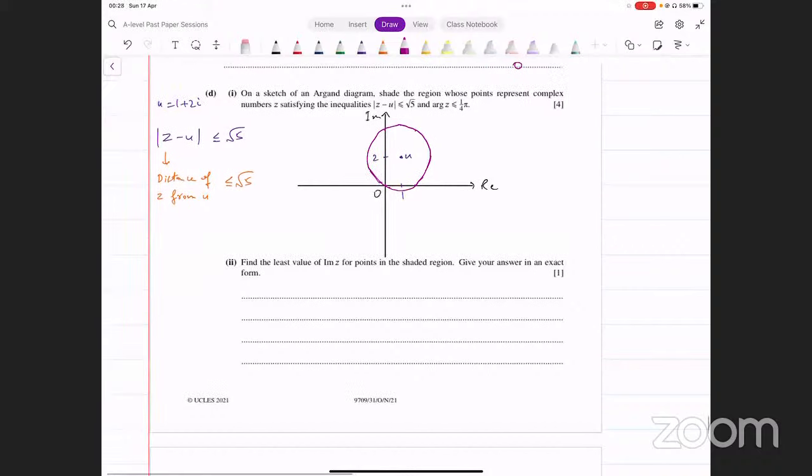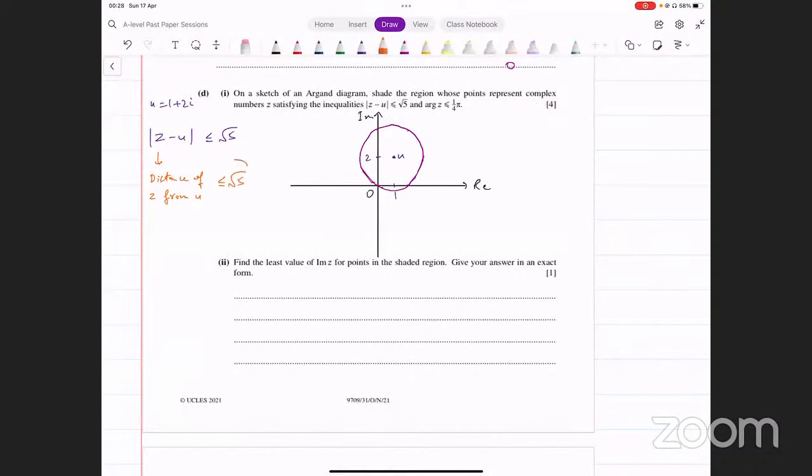ठीक है. Now, since this means distance of z from u should be less than or equal to square root of 5, z point किधर हो सकता है? इस सर्कल के कहीं अंदर हो सकता है, इससे बाहर नहीं जा सकता. That's one thing. ठीक है.